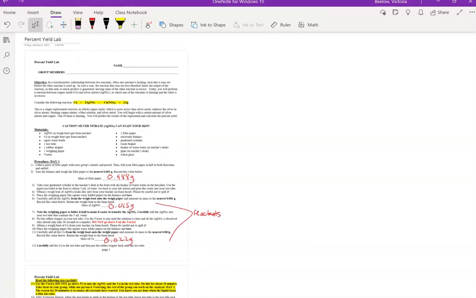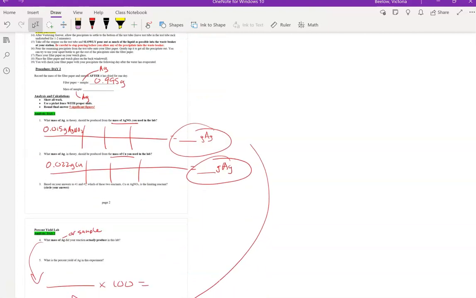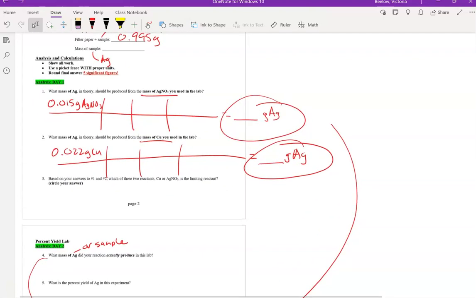If you have any questions, please let me know. Make sure you show all of your work for your picket fences for full credit, and your final answers for any of these values you're getting. If possible, go 5 significant figures.